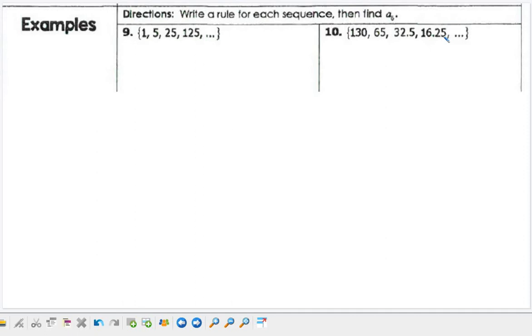So number 9, our rule is a sub n is equal to a sub 1 times r to the n minus 1. Okay, so I need my a sub 1. Well, that's easy enough. It's given, it's 1. And then I need to know what my common ratio is. So what is my common ratio? I'm obviously multiplying by 5. So my rule is a sub n is equal to 1 times 5 to the n minus 1.